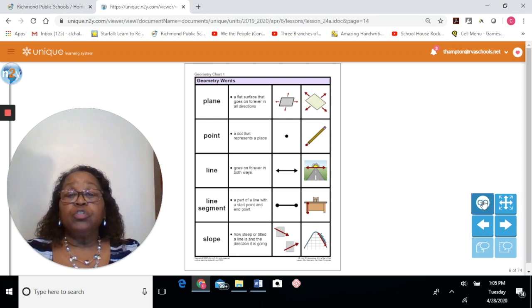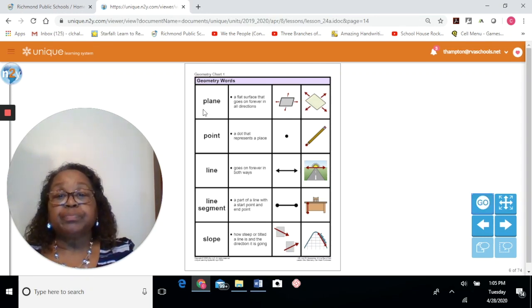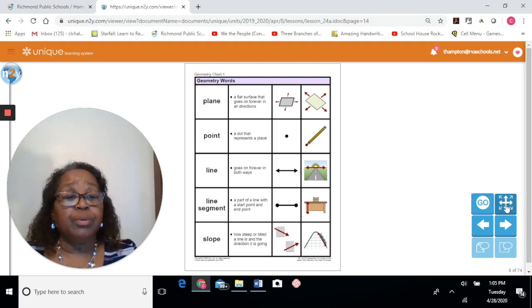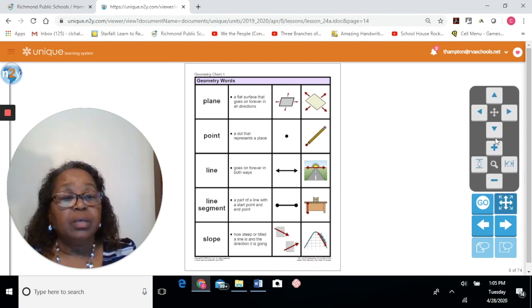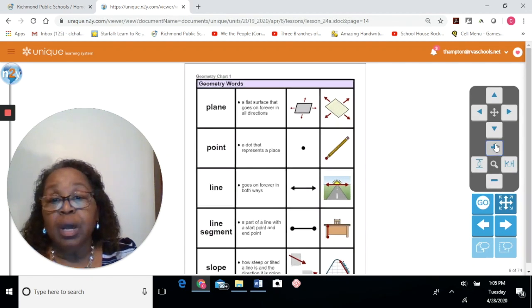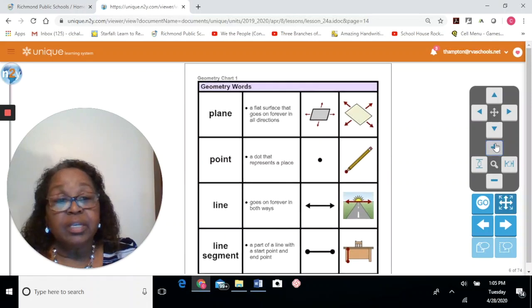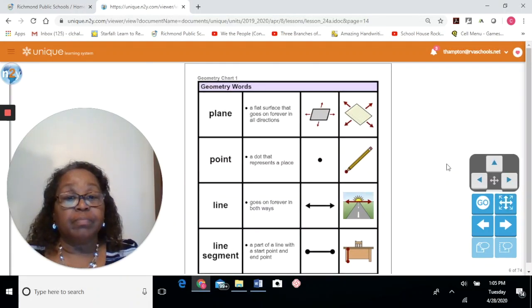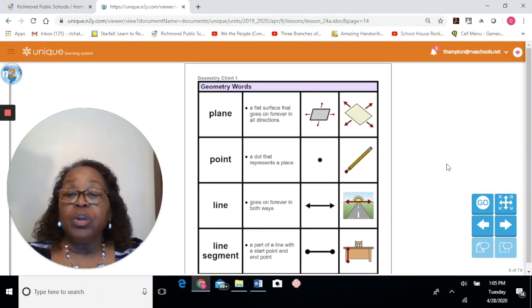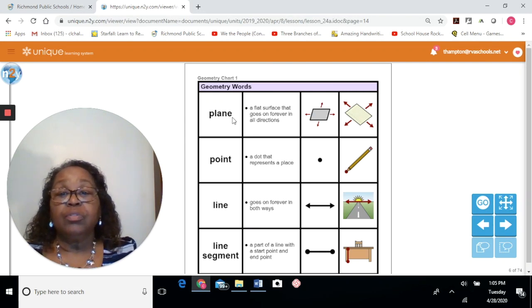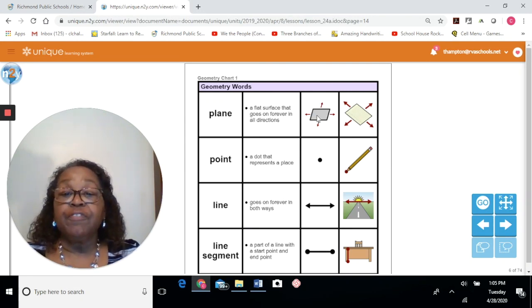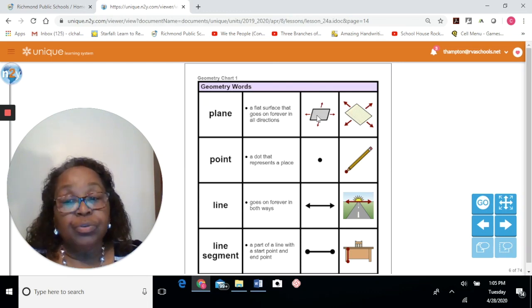All right, the first word is plane. So what is a plane? I'm gonna make this a little bit bigger, not for you, but for me, because Miss Lucas cannot see. It is really sad. All right, so the word is plane. A plane is a flat surface that goes on forever in all directions.